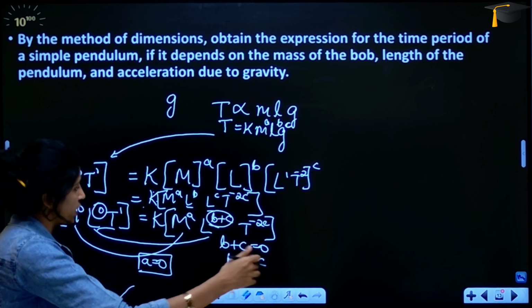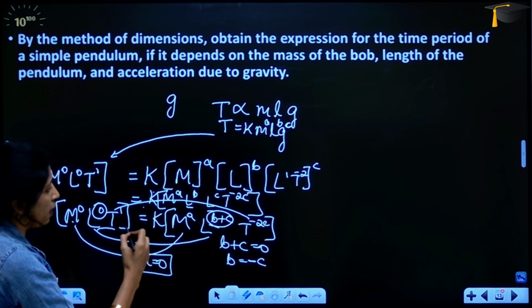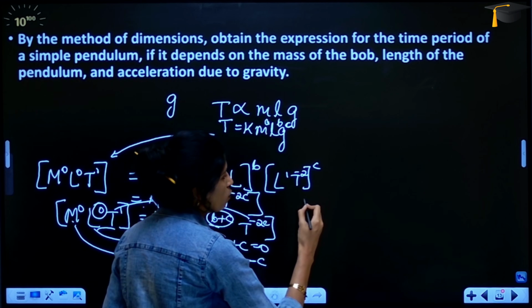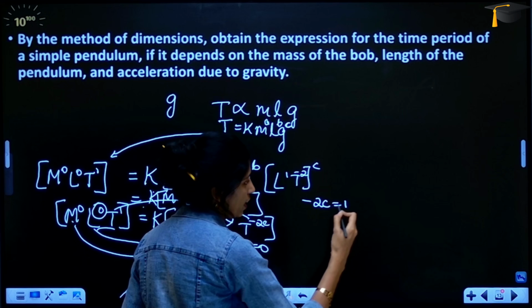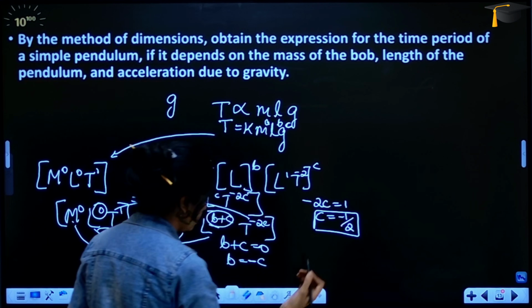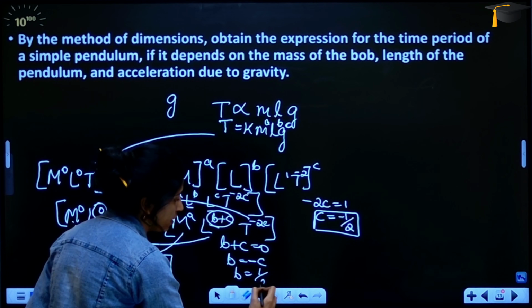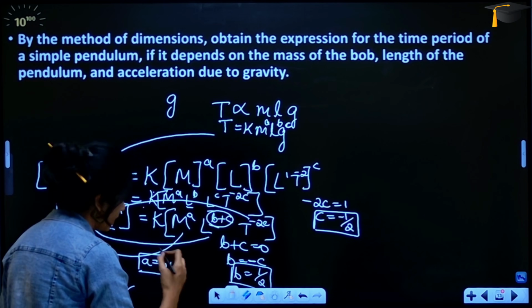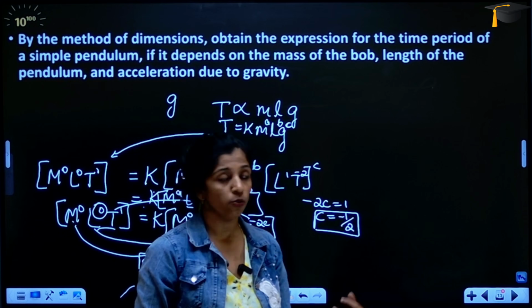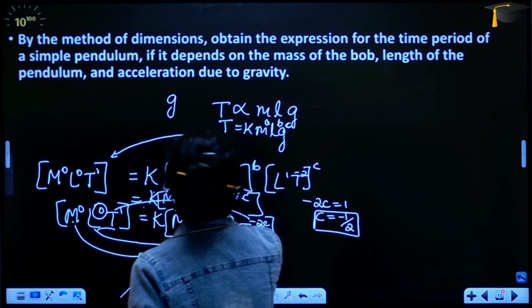So let's move to the next term. Now I'll compare T with T, students. Compare T power 1 and T power minus 2c. So you will get minus 2c equals 1. Therefore c will be equal to minus 1 by 2. If c is minus 1 by 2, then b will be minus of minus 1 by 2, which is equal to 1 by 2. Finally, I found a, b, c. Now you can substitute into the main equation. So what was our main equation over here?